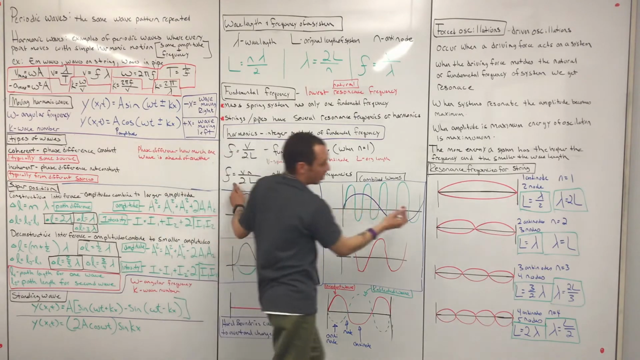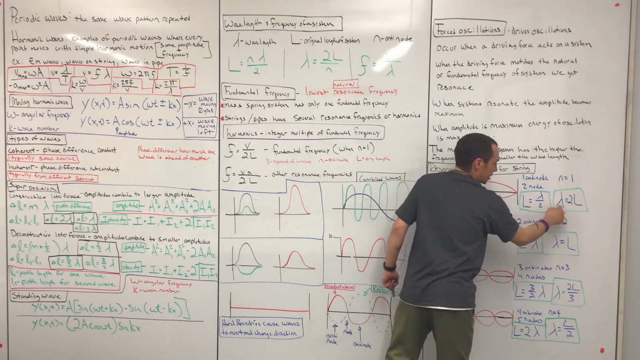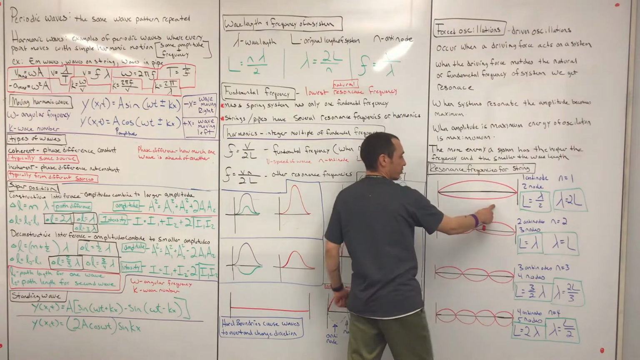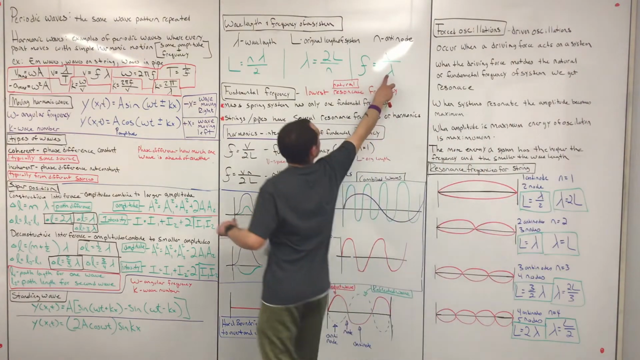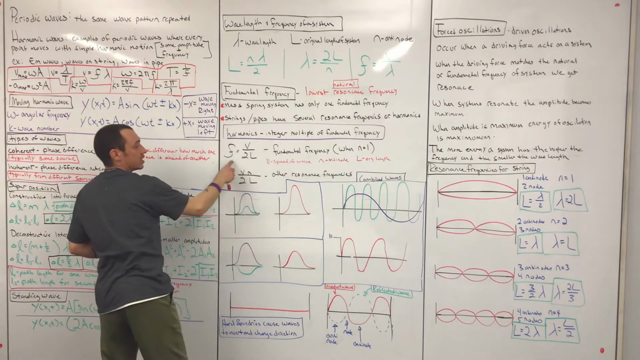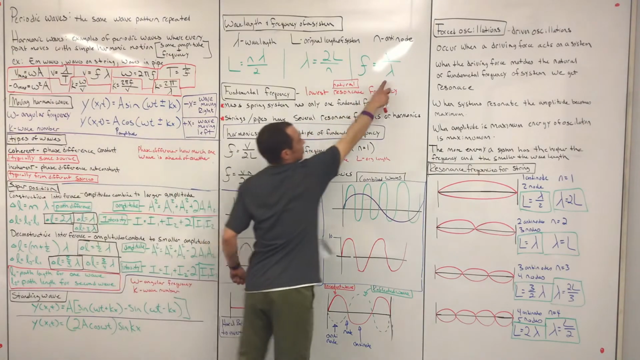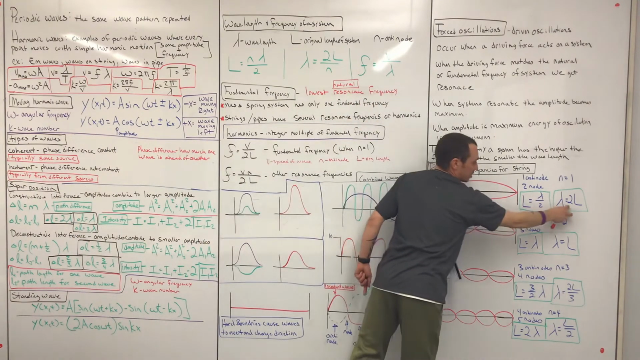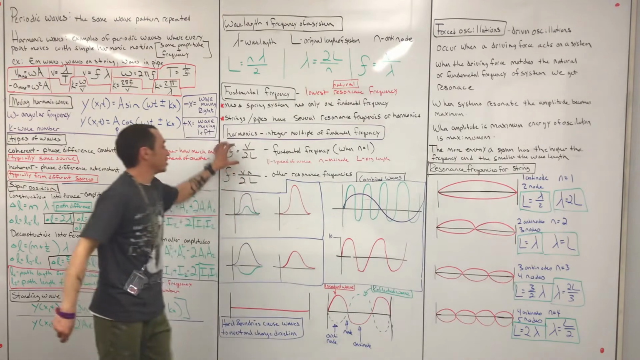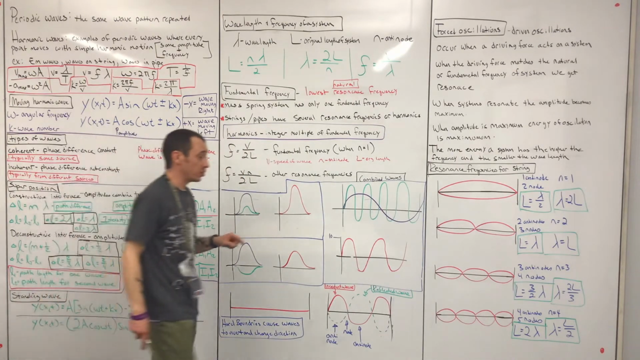This 2L is just coming from this. Lambda is equal to 2L for this fundamental frequency. So we replace that in this equation, and that's how we get this. Do keep that in mind, okay? So we are using lambda for fundamental frequencies. Lambda is equal to 2L. So that's why this equation is written the way it is.